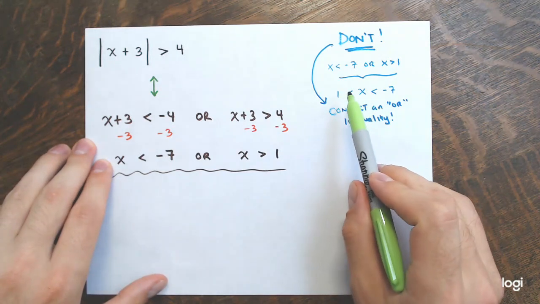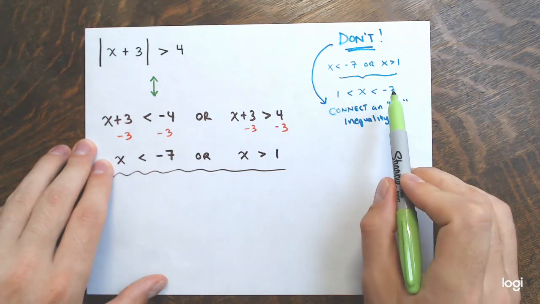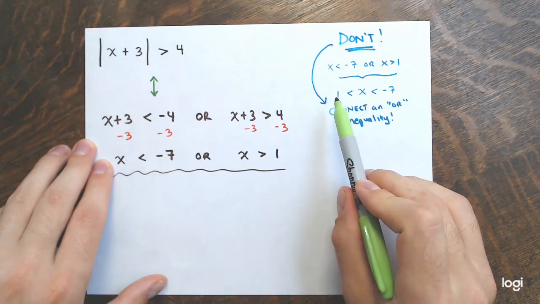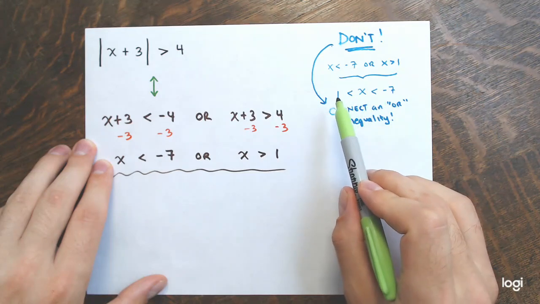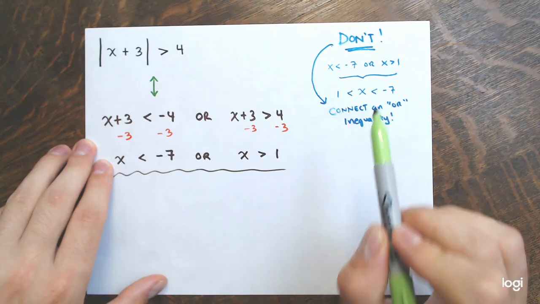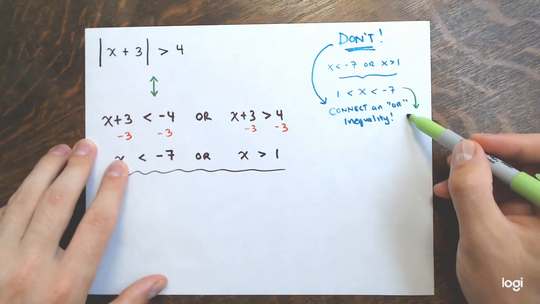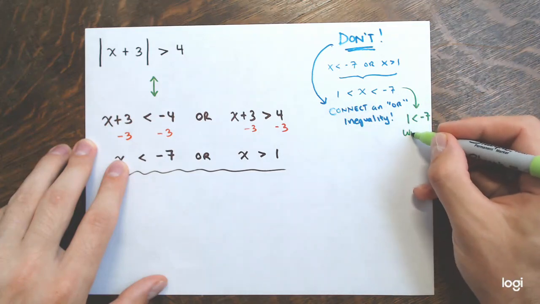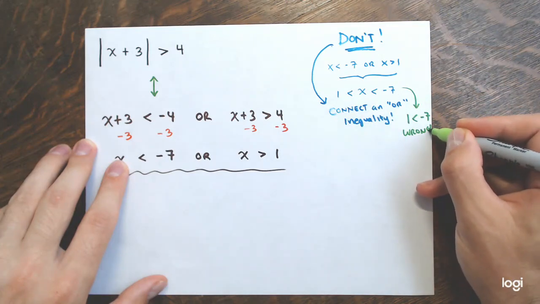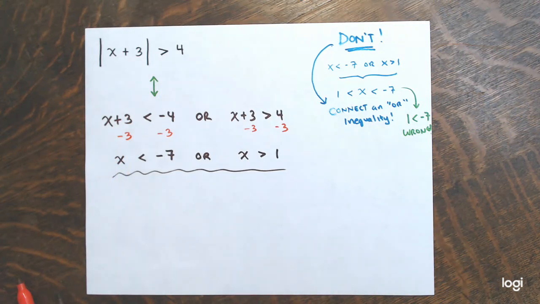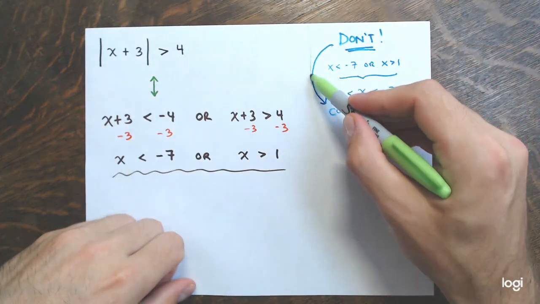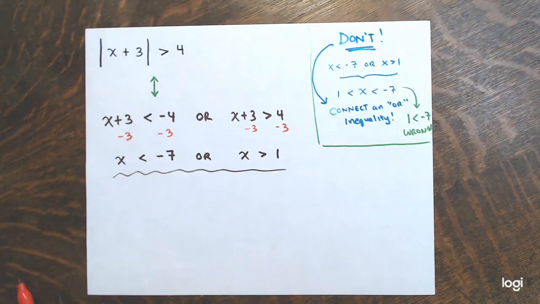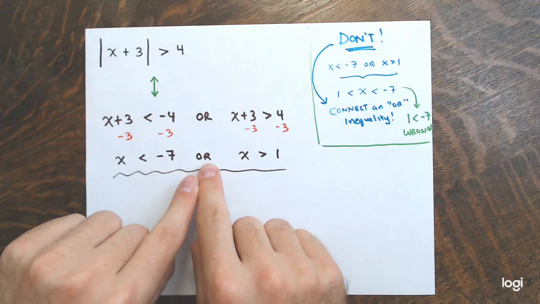And why is this no good? Look at it. It doesn't make sense, because if you actually read it from left to right, this would be saying that 1 is less than negative 7. That is wrong, that is an incorrect statement. That's why you don't connect your or inequalities, because you end up making nonsensical statements, statements that are wrong. So leave it with the word or between them.